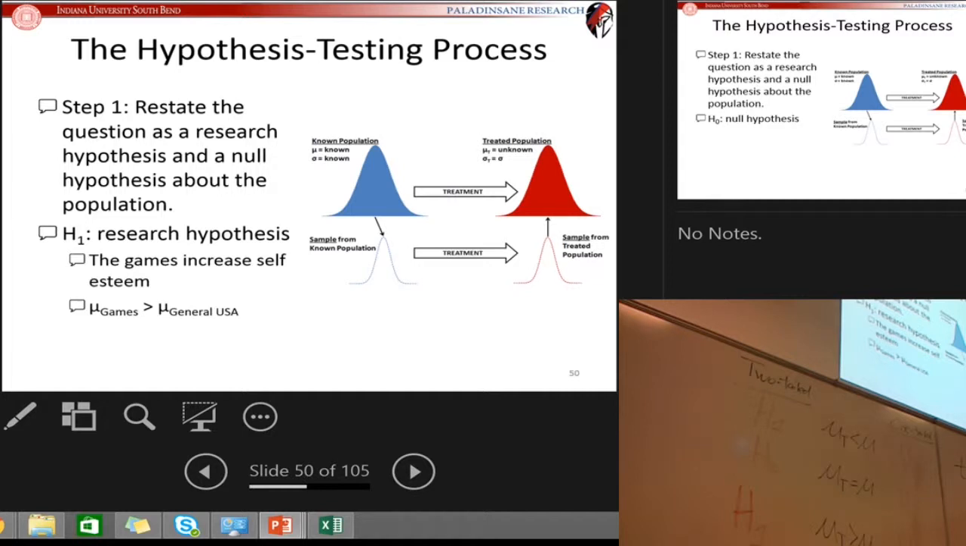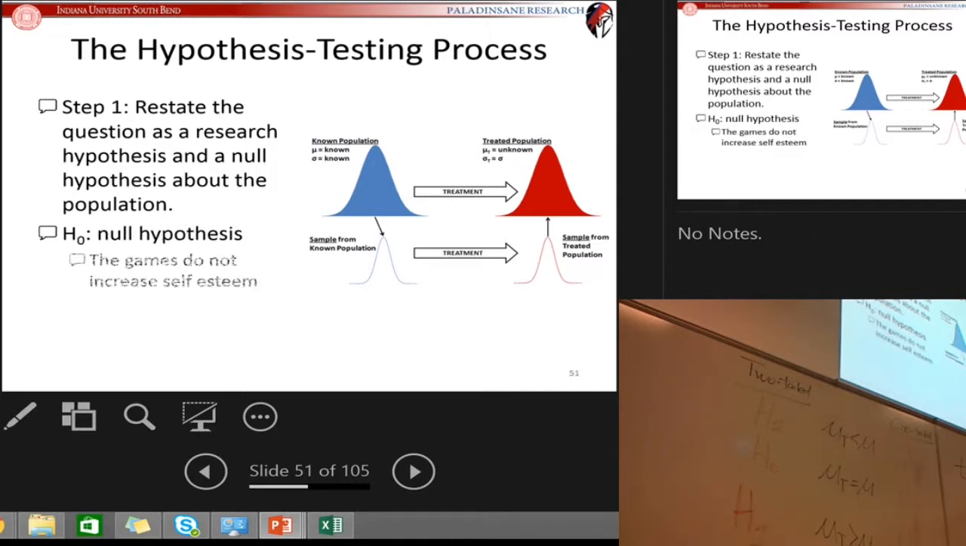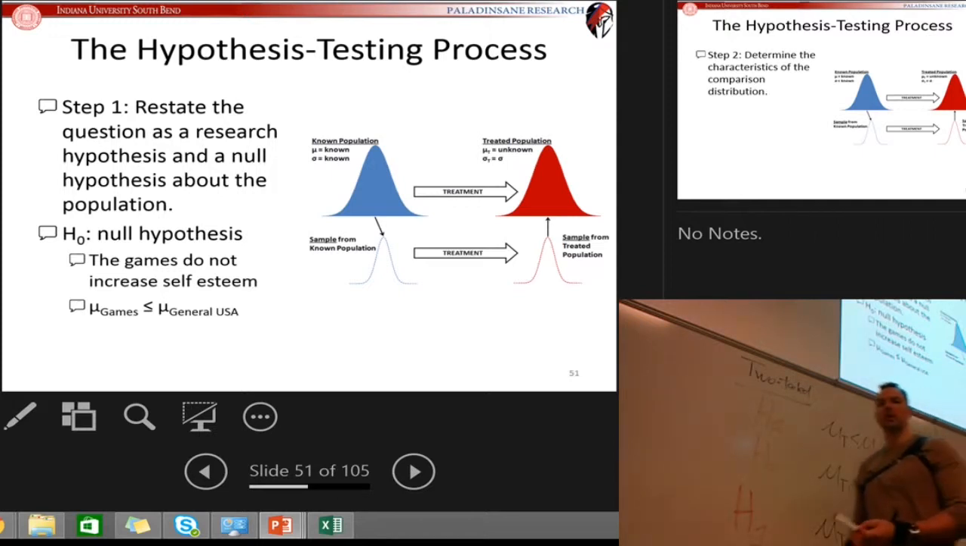Your null hypothesis has to be the complete opposite of your research hypothesis. Your research hypothesis is that the games increase self-esteem. The null hypothesis is that the games do not increase self-esteem. So notice that the complete opposite of increase is not decrease. The complete opposite of increase is does not increase. So the null hypothesis becomes that the games program is less than or equal to the general USA population self-esteem. That covers the less than, that covers the equal to, that covers all 3 possibilities. You know you've done your research and your null hypotheses correctly when you have all 3 possibilities covered.